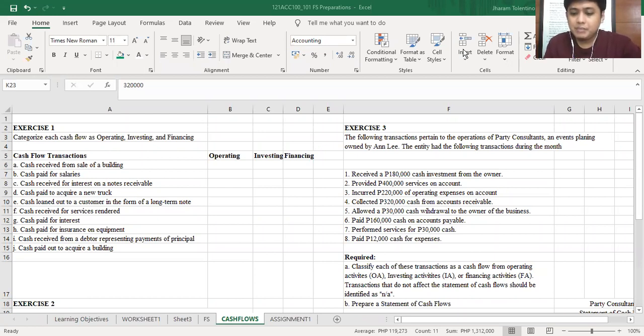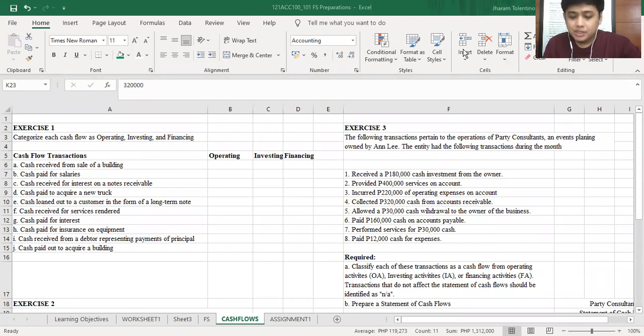Okay? So, ibig sabihin po, basta related saan? Operations ng business. Ano bang operation ng business? It's either you provide service or you produce and deliver goods. Maliwanag po. Or you buy and sell. So, ibig sabihin, basta related sa pagbebenta at pag-produce ng product at pagbibigay ng services. Anong ginagawa mo? Day-to-day transactions.